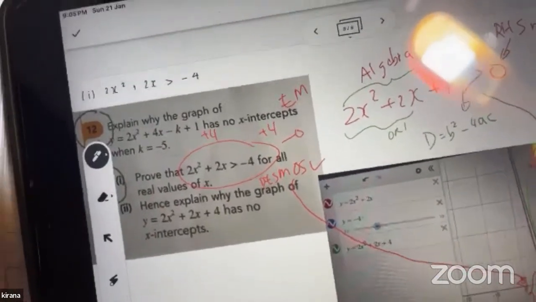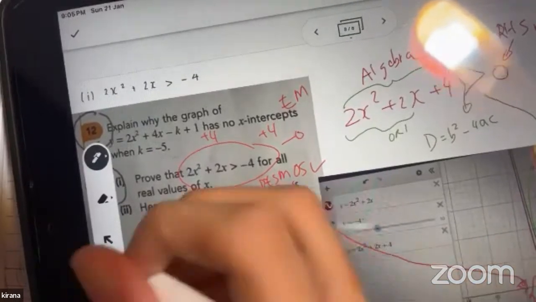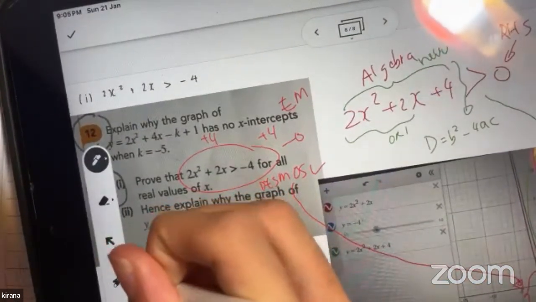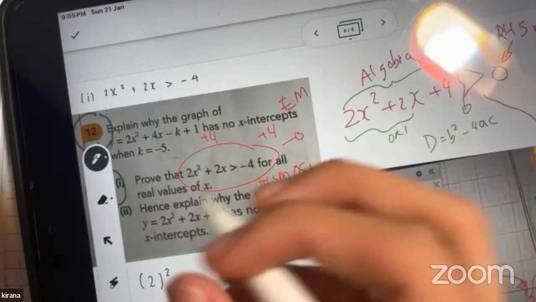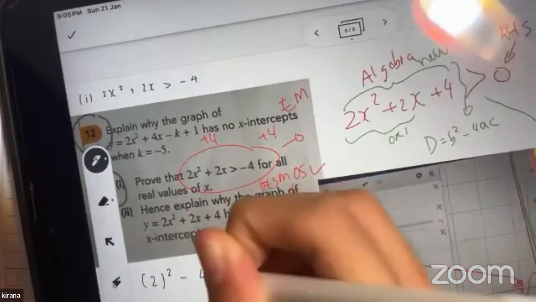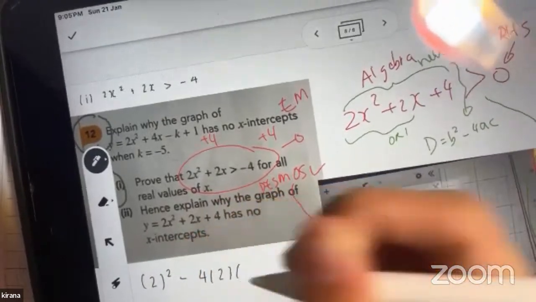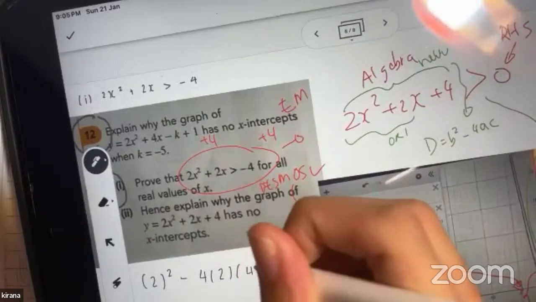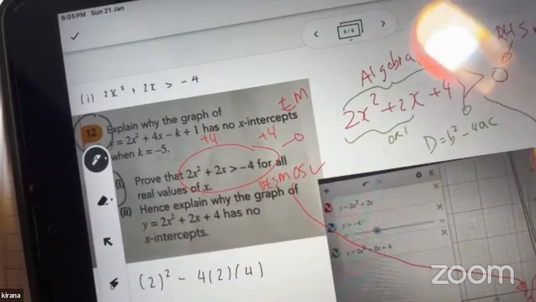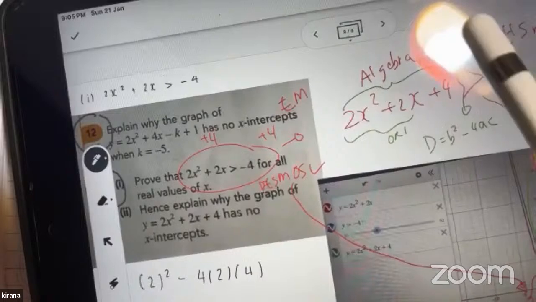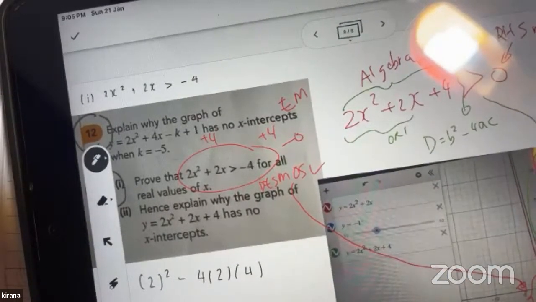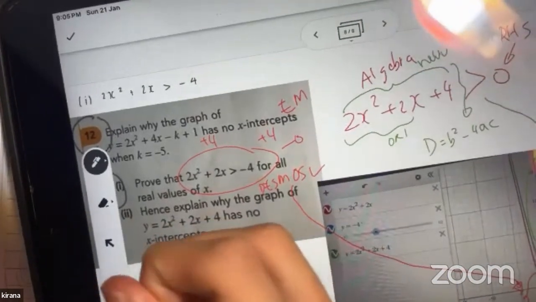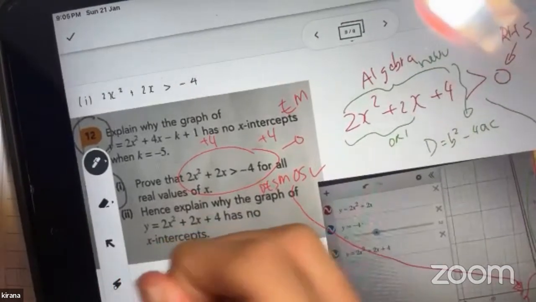I do the b squared minus 4ac, but on the new one, not on the old one. Do I still put the arrow and the 0? You don't put equal to 0. You also don't put the arrow. Why? Because there's no k.